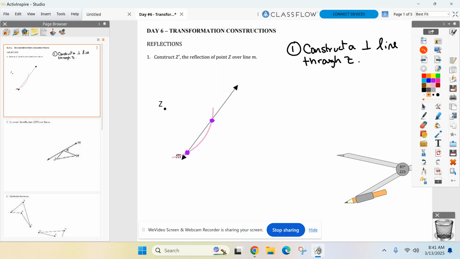Ready? Take your compass, put it on one of the points of intersection, not point Z anymore. Put it on one of the points of intersection, and you're just going to make an arc ahead of that first one.